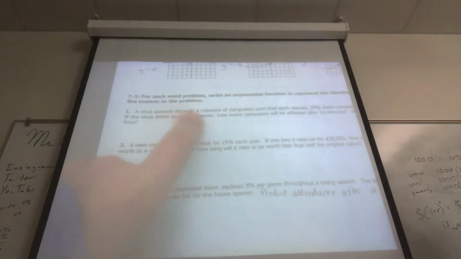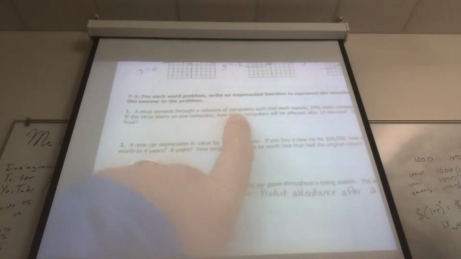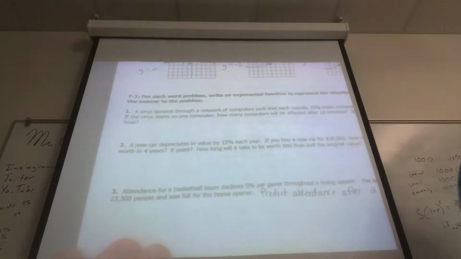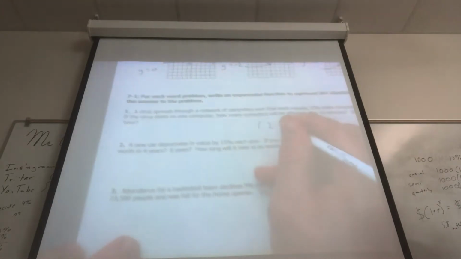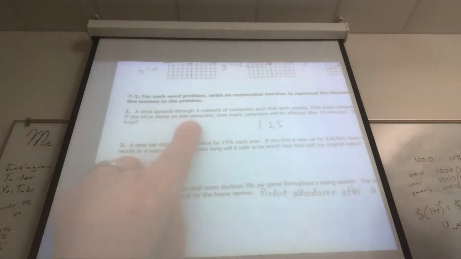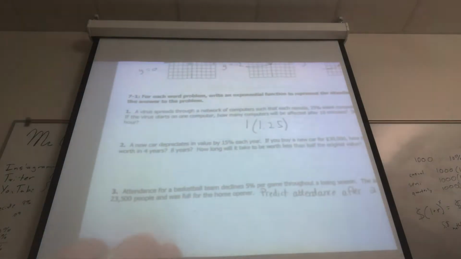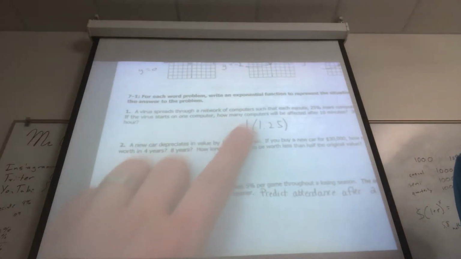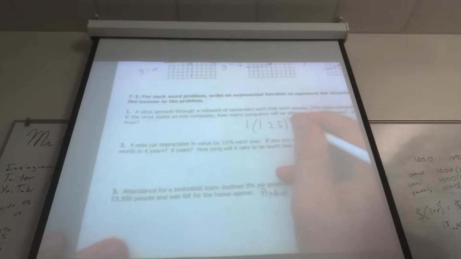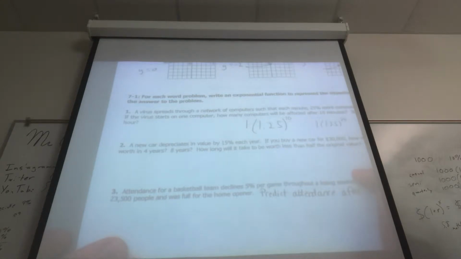On this one, a virus spreads through networks of computers, 25% more are infected. It's increasing, so that's going to be 1.25. That's going to be our multiplier. It starts on one computer, so that's 1 times 1.25. And then how many computers will be affected after 10 minutes? That's to the 10th. 1 times 1.25 to the 30th. And then 1 times 1.25 to the 60th for the hour mark.